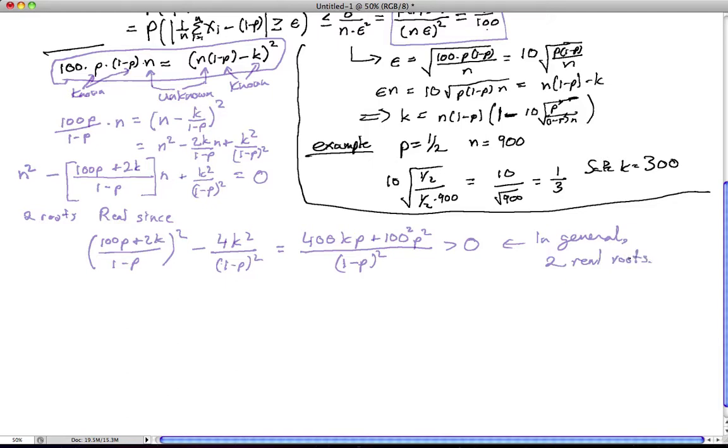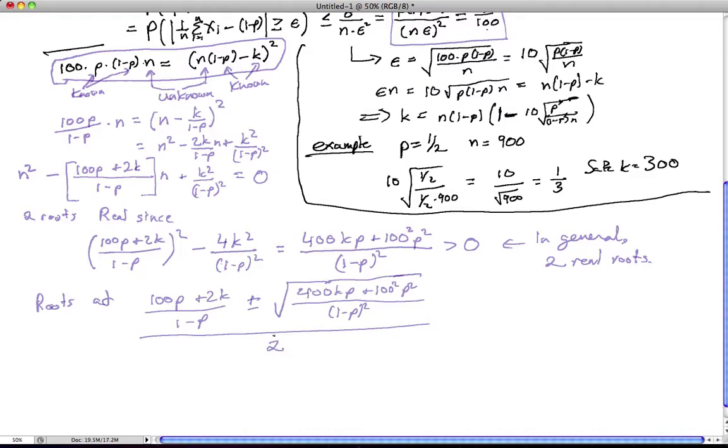So what are these roots? The quadratic formula says these real roots are going to be at... So this is where the real roots are. We can actually simplify this a little bit by bringing some terms out.